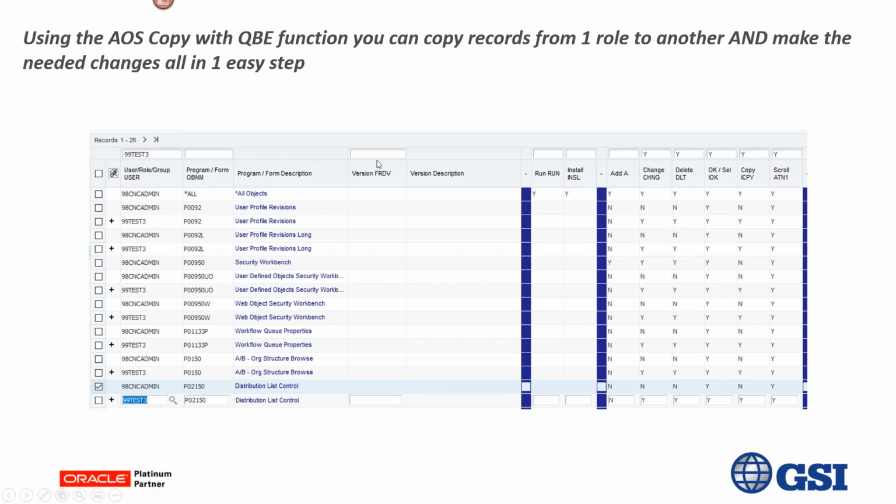Another one is copy by QBE. So if you load up the security supergrid and you have just 2 or 3 items, not all of the application security, but just a couple of things, and you want to copy it from one role to another, you put in the destination role. You can even change your QBE values. You use the copy with QBE and it creates it based on the QBE values that you've put into the grid.